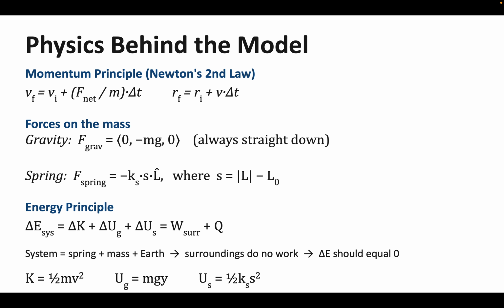For energy, I chose my system to be the spring, the mass, and the earth. That means nothing in the surroundings does any work on the system, so the energy principle says delta E, the sum of the kinetic, gravitational, and spring energy changes, is going to be 0.